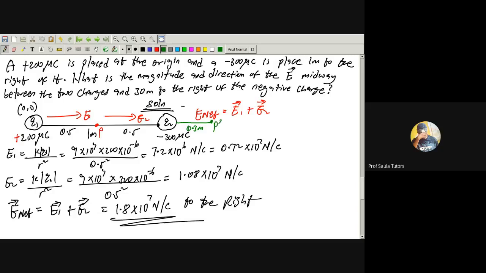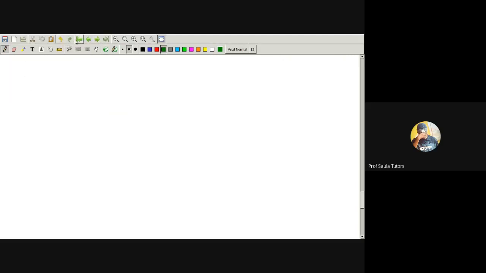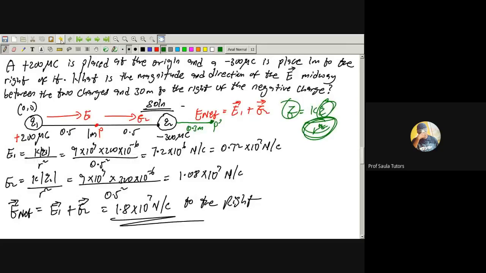Now, if you observe, the electric field created by Q2 at this point will be greater than that of the electric field created by Q1 because Q2 is closer to this point. Do you understand? Yes. The closer the distance, the greater the electric field. Look at the formula, kQ over r squared. So r squared has more effect on the electric field than the magnitude of the charge.